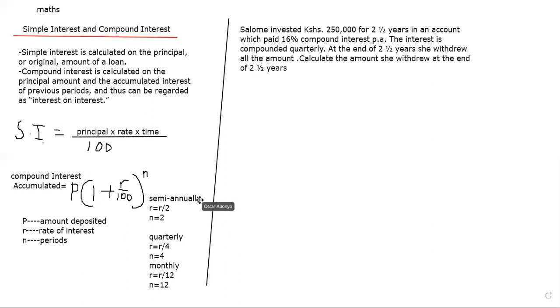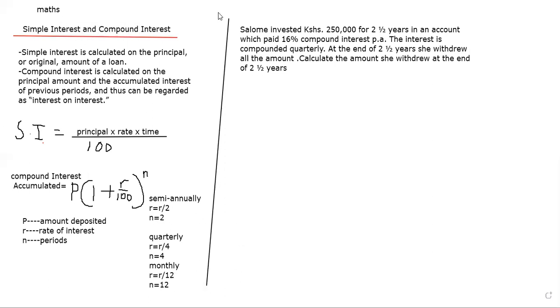Sometimes we talk of terms like semi-annually. Semi-annually means that the person gets interest twice in a year, so N is equivalent to 2, so there are 2 periods of interest, and the rate for every period is the rate divided by 2. When it comes to quarterly, it means the interest is paid after every 3 months. So in a year there are 4 periods, and the rate is R divided by 4, that is for the first 3 months, then another 3 months. Then if it is monthly, we say R divided by 12, therefore N is equal to 12 every year.